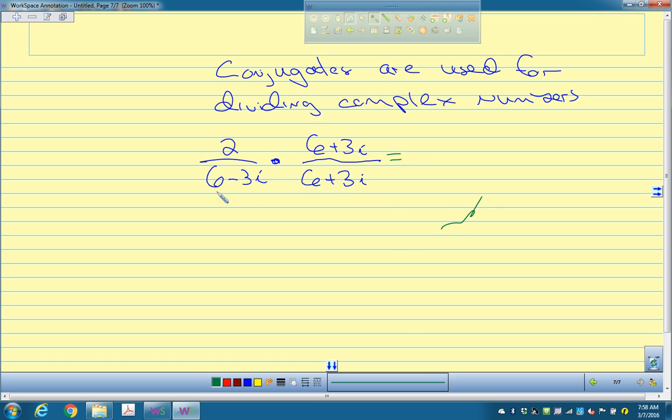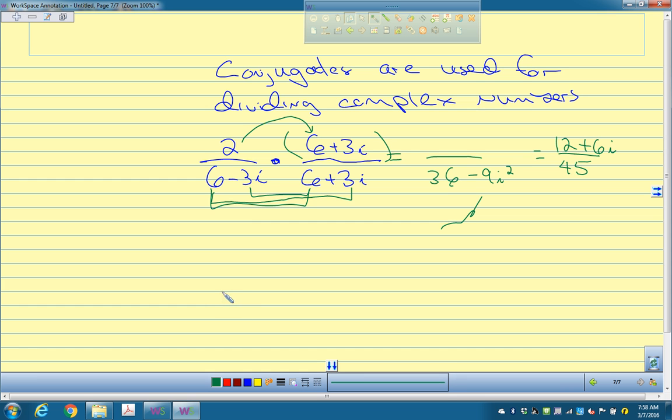Okay? So when I do that, this times this, on the bottom I get 36. The middle two terms cancel out, so I'm not even going to worry about that. And I get minus 9i squared, which on the bottom becomes what? 36 plus 9, which is what? 45, okay? And then I distribute this. I have to multiply both terms. So I get 12 plus 6i, okay?